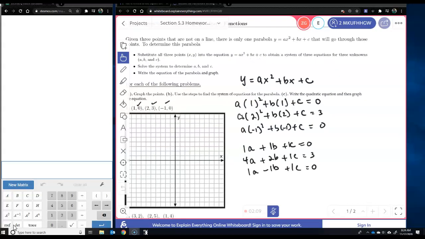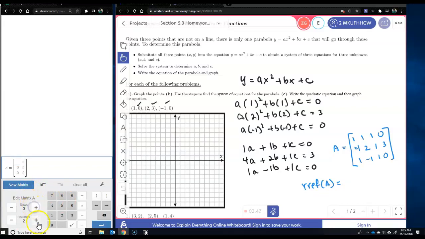So now what you want to do is create a matrix. I'll use a different color so we can denote it as matrix A. We're using the coefficients 1, 1, 1, and then 0. Then we have 4, 2, 1, and then 3. Then 1, negative 1, 1, 0. So there's your matrix. And then you're going to do REF to come up with a solution. So here's our new matrix, and it's 3 by 4.